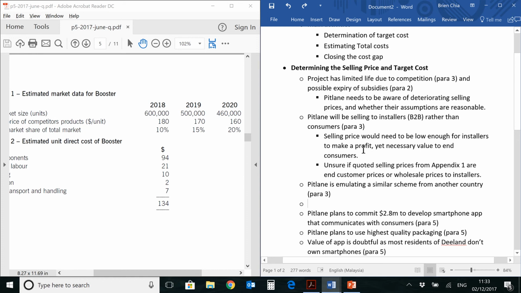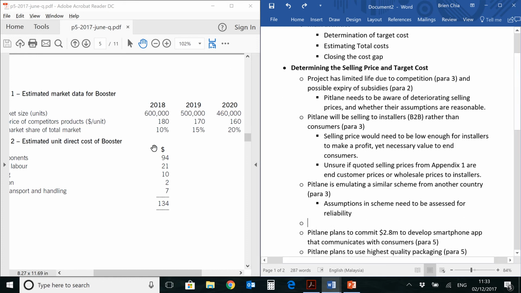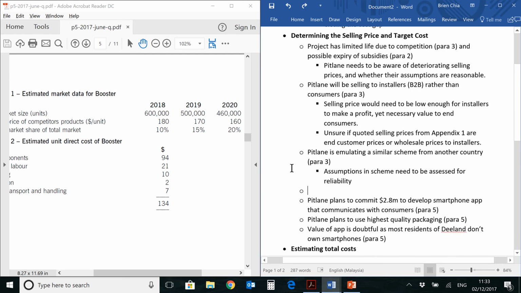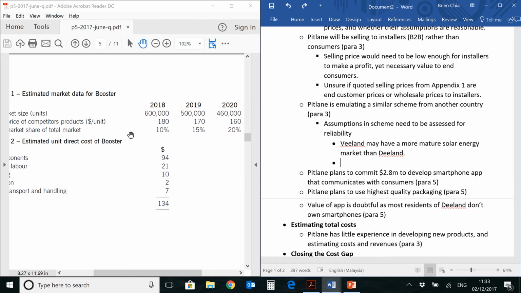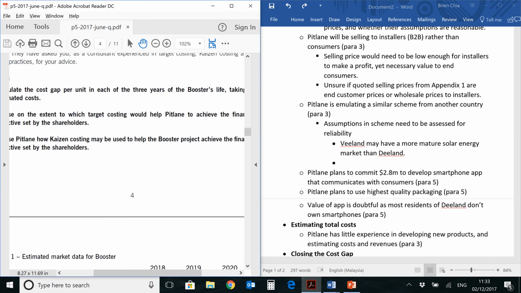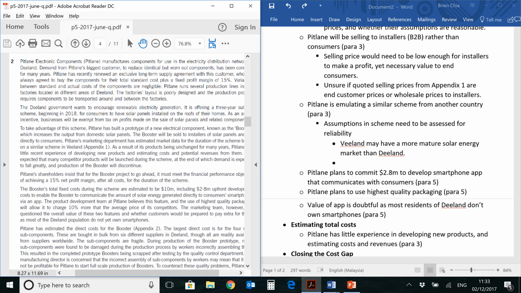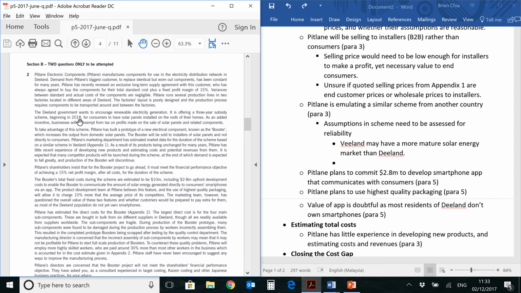Okay. One thing that we are doing as far as Pitlane is concerned is that they are emulating a similar scheme from another country. So assumptions need to be made as to the reliability of this scheme. So here we have a few points. First of all, VLAN may have a much more mature energy market than DLAN. We can find this in the question prompt over here. So DLAN is wanting to encourage renewable energy generation, but VLAN has already had such a scheme. So it's possible that the solar energy market in VLAN is much more mature than DLAN, so these assumptions may not be correct.